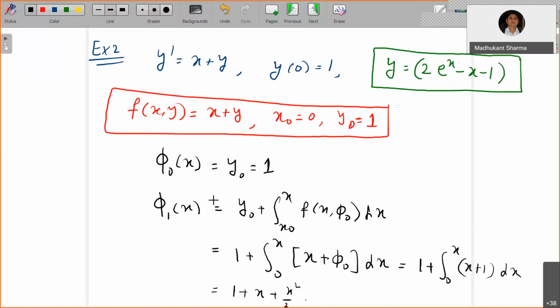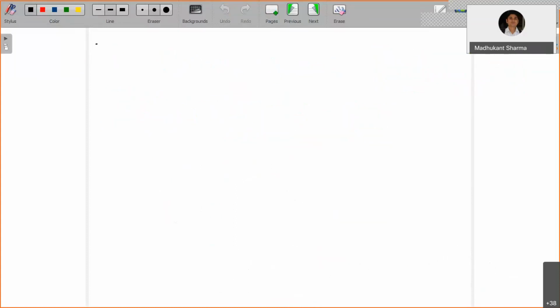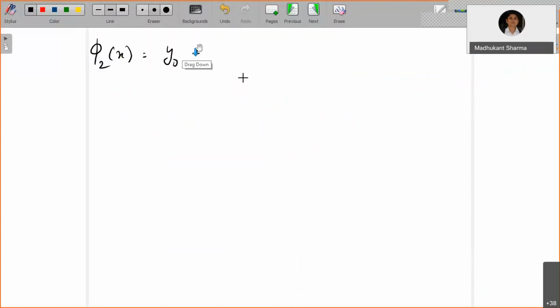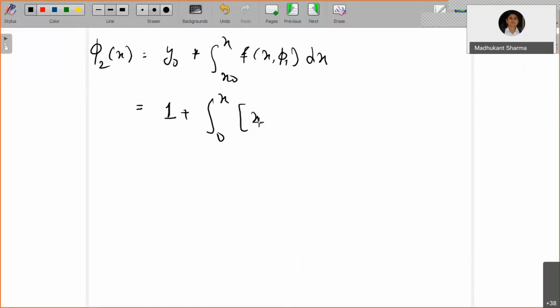Okay, so far, you are able to see the pattern of the previous example. Right, the first approximation matches. What about the second approximation? phi2 is equal to y naught plus the integration from x naught to x of f of x comma phi1 dx. So that equals 1 plus the integration from 0 to x of (x plus phi1) dx.